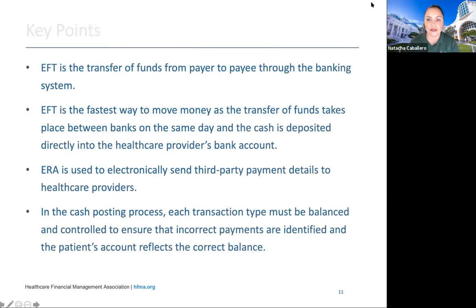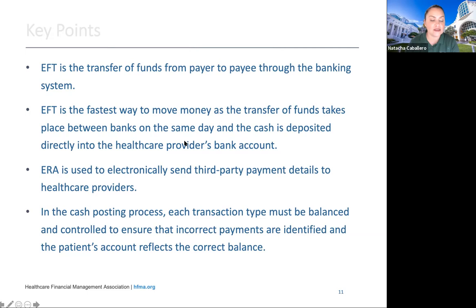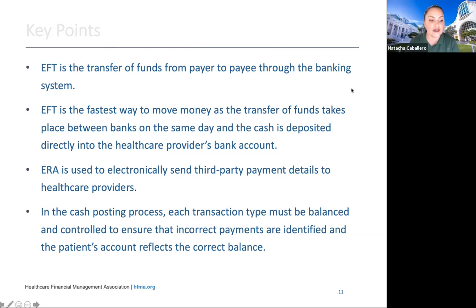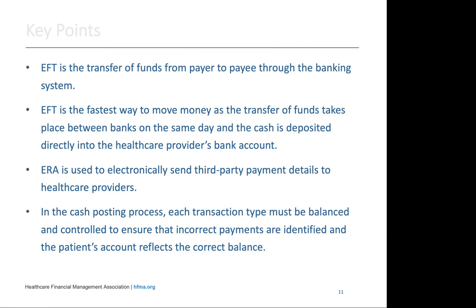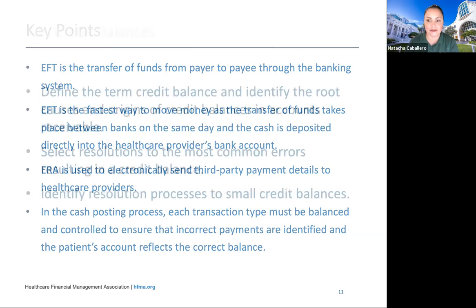And some key points on this slide. EFT is the transfer of funds from payer to payee through the banking system. EFT is the fastest way to move money as the transfer of funds takes place between banks on the same day and the cash is deposited directly into the healthcare provider's bank account. ERA is used to electronically send third-party payment details to healthcare providers. In the cash posting process, each transaction type must be balanced and controlled to ensure that incorrect payments are identified and that the patient's account reflects the correct balance.